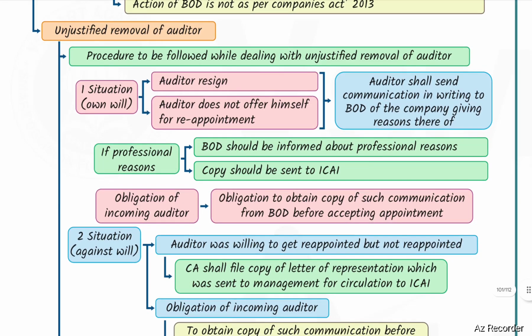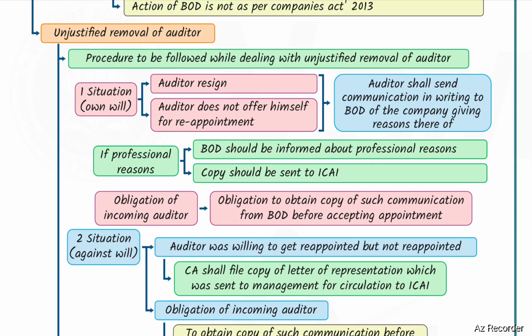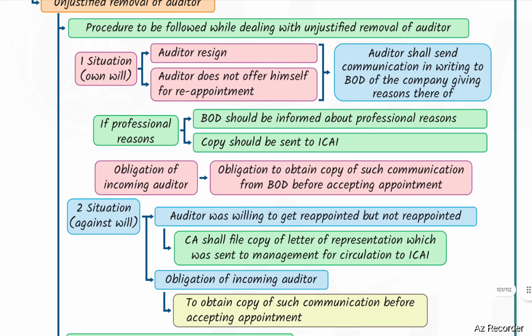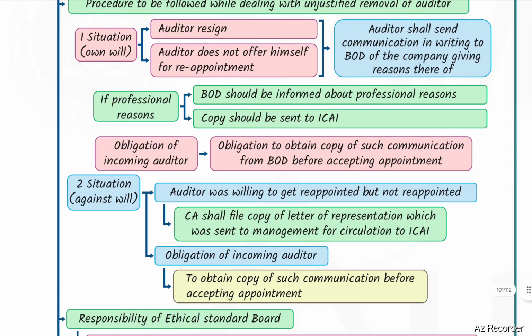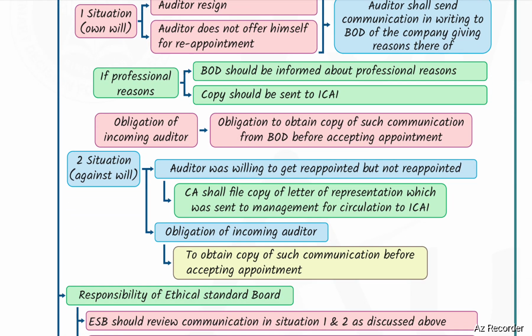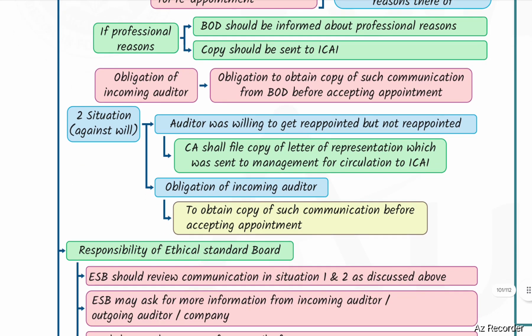Unjustified removal of auditor. Procedure to be followed while dealing with unjustified removal of auditor. First situation, own will. Auditor resigned or auditor does not offer himself for reappointment. Auditor shall send communication in writing to BOD of the company giving reasons thereof. If there are any professional reasons, BOD should be informed about professional reasons. Copy should be sent to ICAI. Obligation of incoming auditor: obligation to obtain copy of such communication from BOD before accepting appointment.